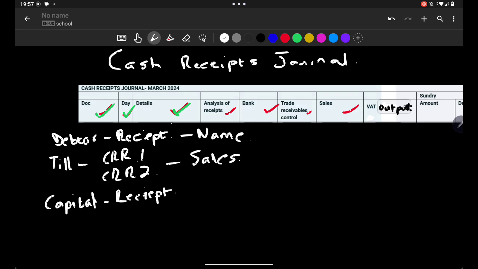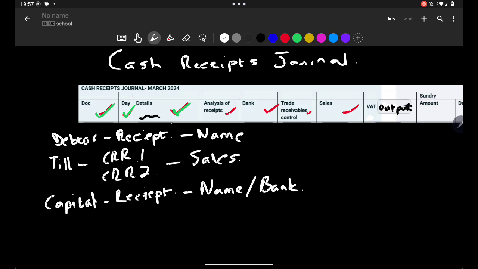And then for the capital, the receipt, it's either the name of the owner, right? So if you are putting money into your own tutoring company, it would say Bongani Mashangu in the details. Or you can say bank, the bank where you deposited the money, right? Another thing is when a debtor pays you. Yes, we've covered that.